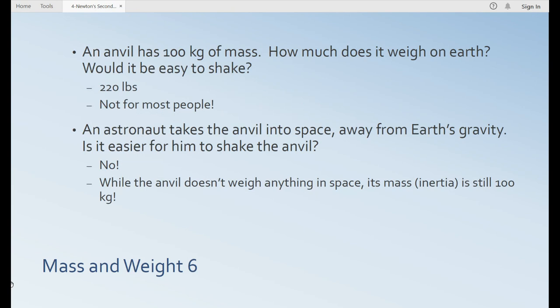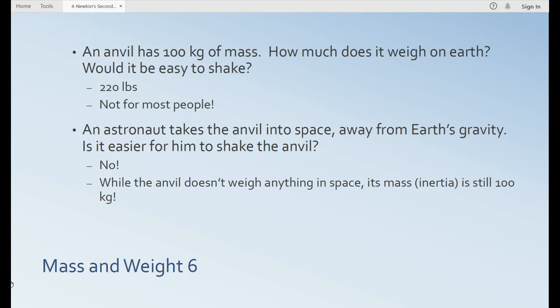So let's look at our anvil again. Say our anvil has 100 kilograms of mass. How much would that weigh on Earth? Well, that would weigh, if we put it on a scale, 220 pounds. Now, do you think this anvil with its 100 kilograms of inertia would be easy to pick up and shake here on Earth? Not for most people. I mean, if you're in one of those strongman competitions, maybe, but for most people, no. That would not be easy for us to move that anvil to shake it back and forth.